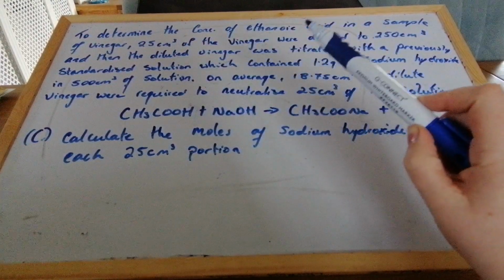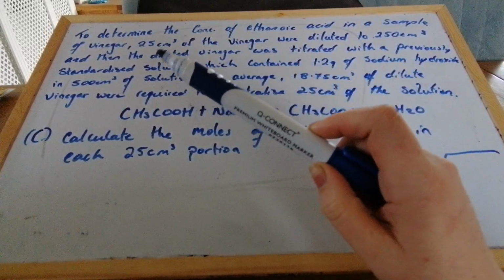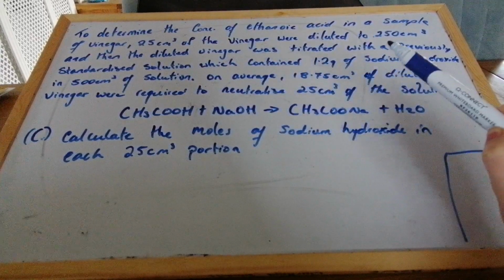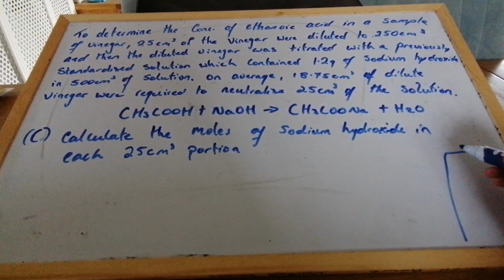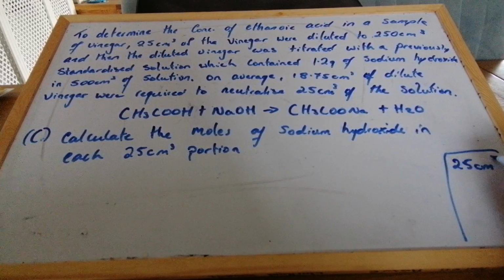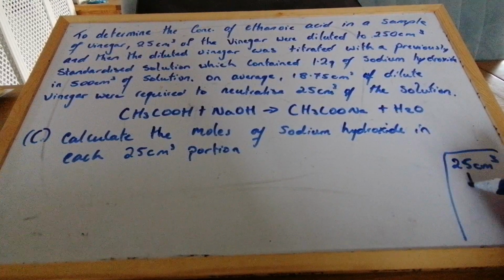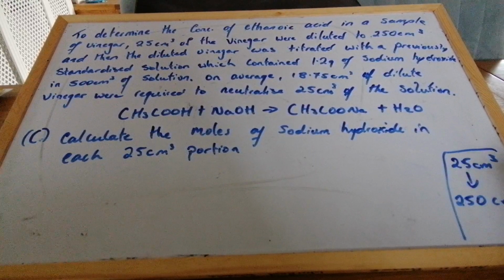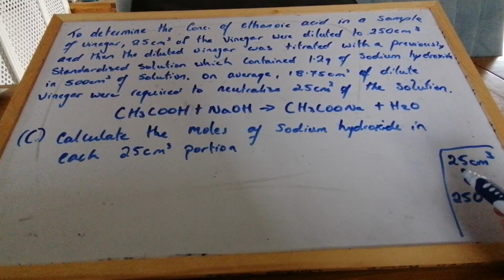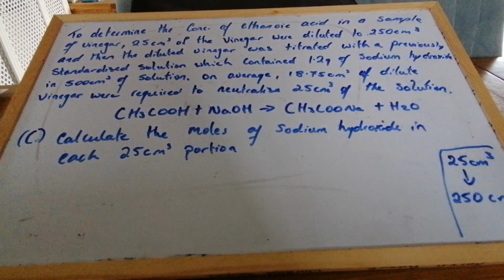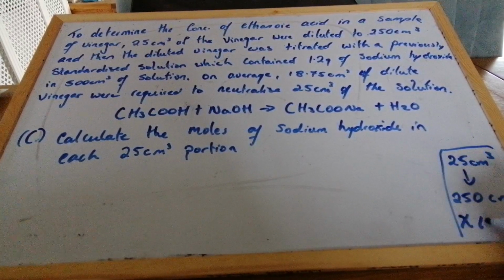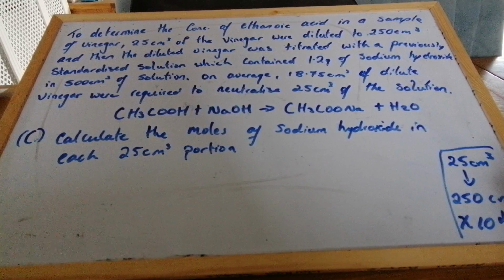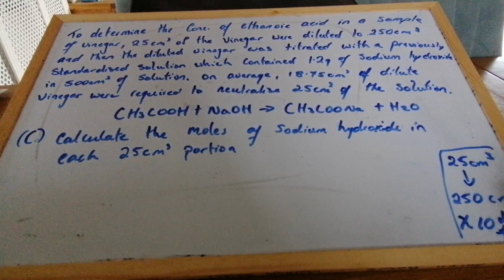To determine the concentration of ethanoic acid in a sample of vinegar, 25 centimeters cubed of vinegar were diluted to 250 centimeters cubed. So I took 25 centimeters cubed from the bottle of vinegar and diluted that using our famous distilled water to 250 centimeters cubed. What did I do to 25 centimeters cubed to get to 250? I multiplied by 10. So that means I have a dilution factor of 10.